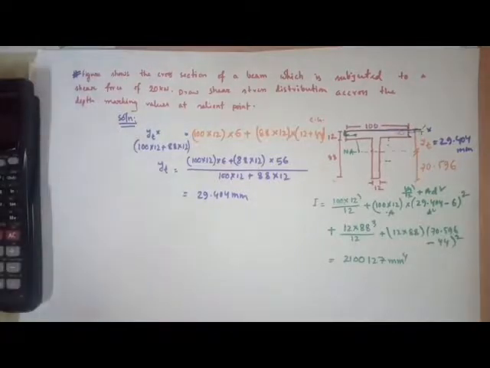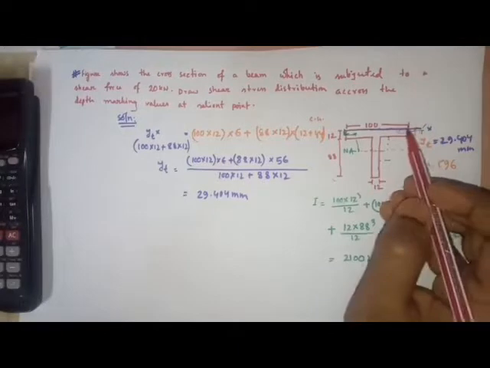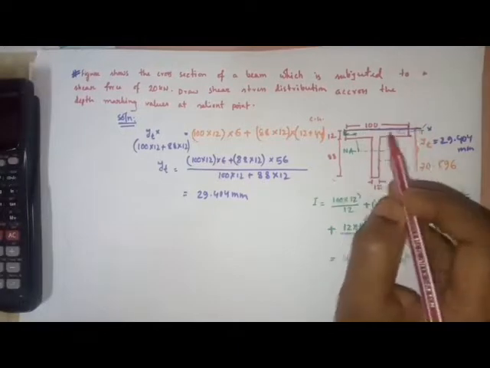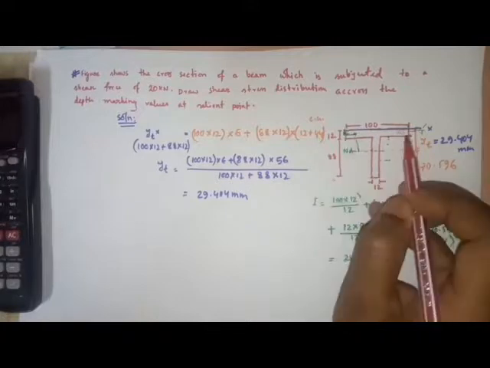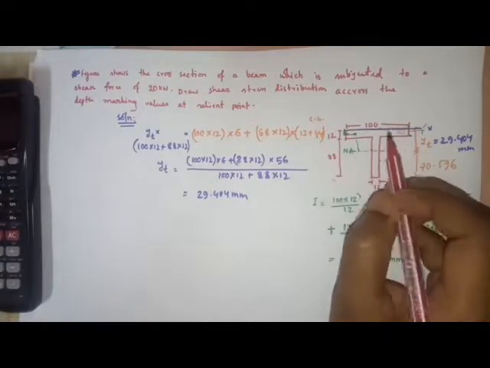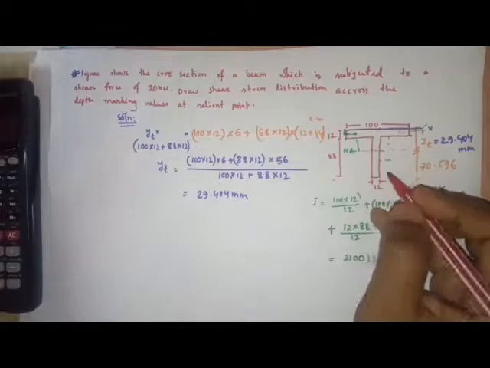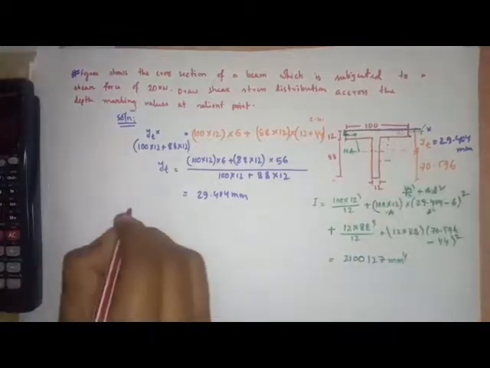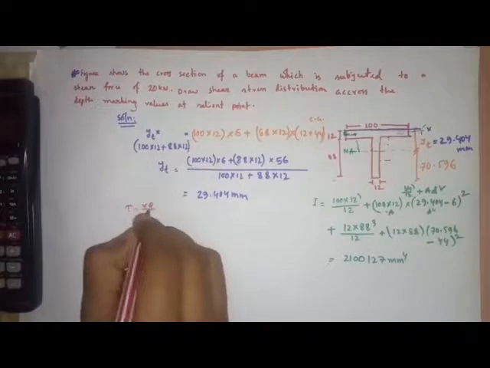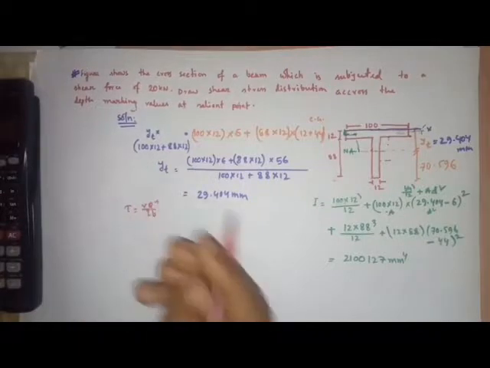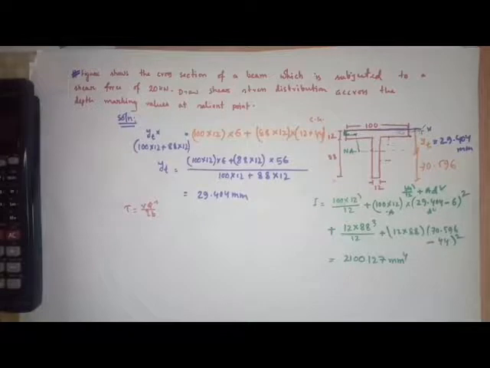Now I am going to find out the shear stress for different positions of this section. First I will find out the shear stress for the flange of this section. We know the shear stress formula is tau equal to VQ by IB, and this Q is the first moment of area.